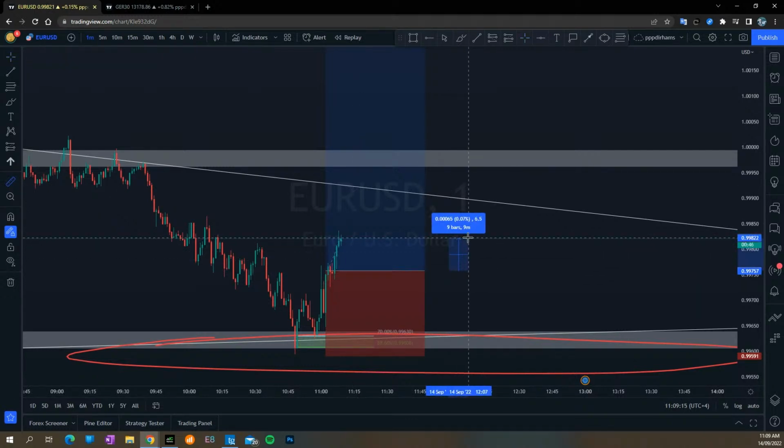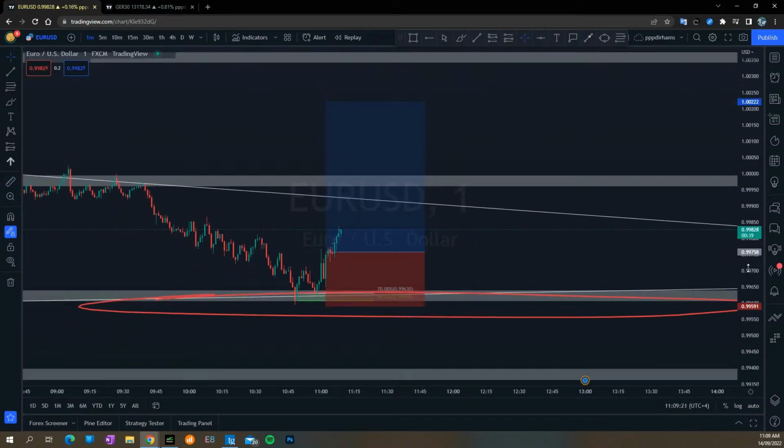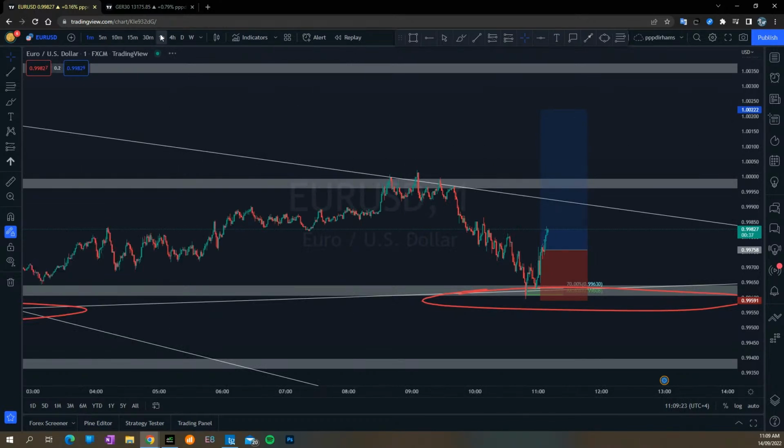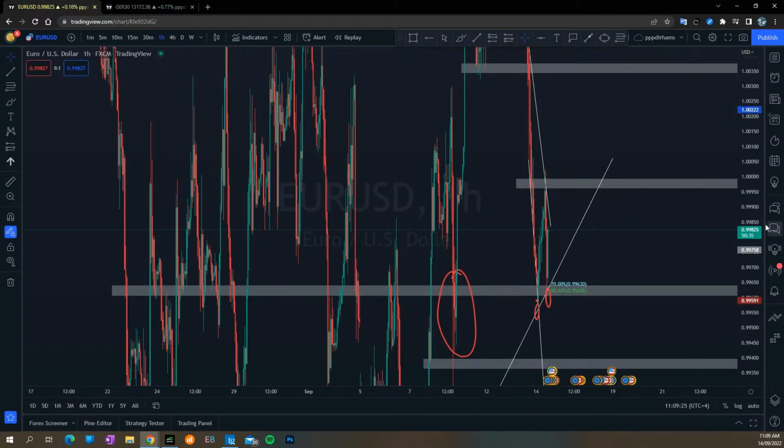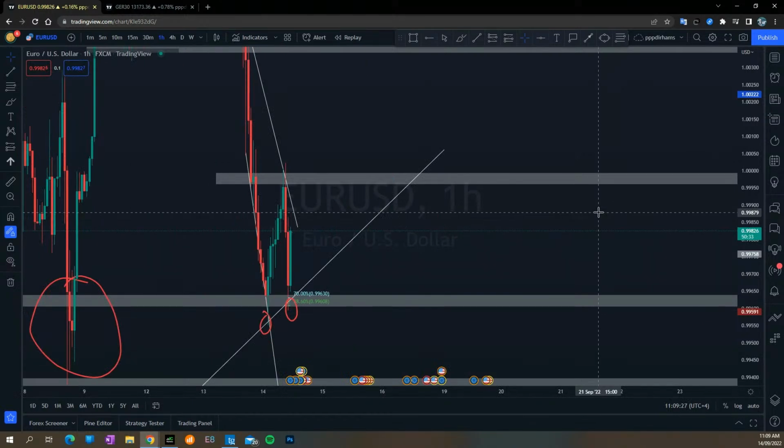So Euro USD so far so good, has hit 7.6 pips. Do not forget our target for Euro USD. Let's see. Come on, German index. What are you doing? I don't want that. I hate that.